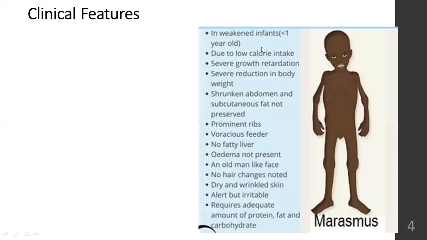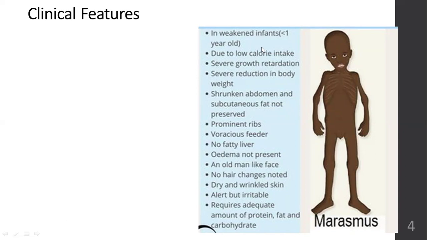Coming to the clinical features. Now this is very important. You can expect a lot of questions from this. Clinical features of kwashiorkor and marasmus. First we will see marasmus. There is a table, a full-page lengthy explanation of the clinical features given in the textbook. You can read that later, but these are the same points you will find there.